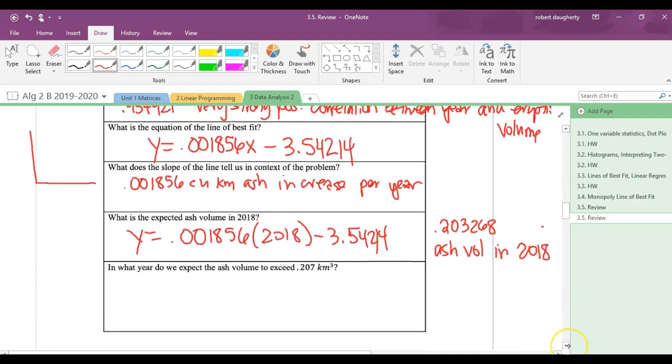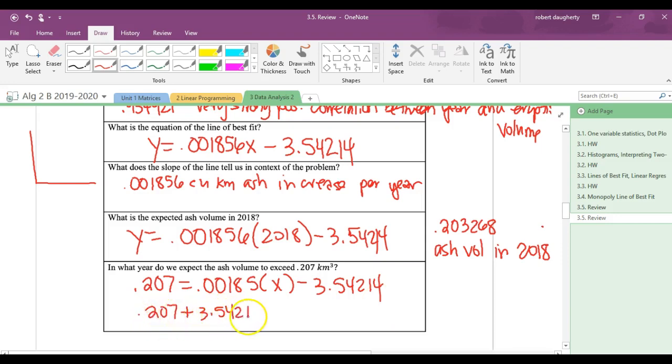When do I expect the ash volume to exceed 0.207? So when do I get 0.207 as my answer? So what year? I'm solving for X. Okay, so solve that for X, and all you're going to end up with is 0.207 plus 3.54214, all of that divided by 0.001856, and that gives me X.